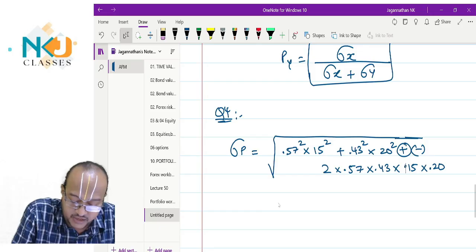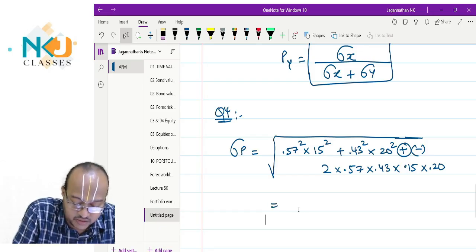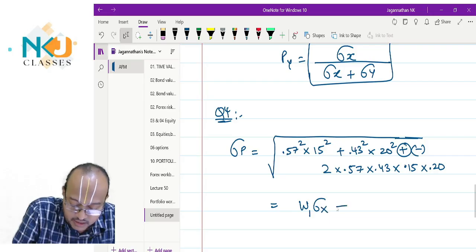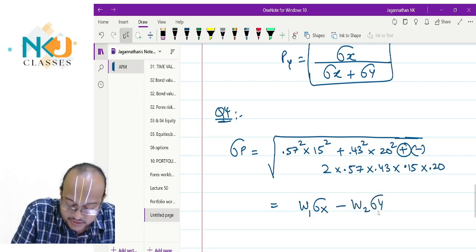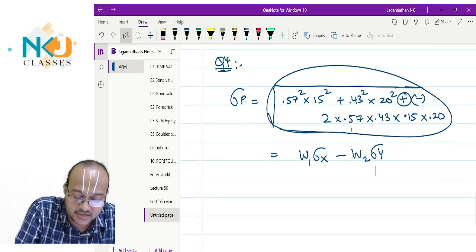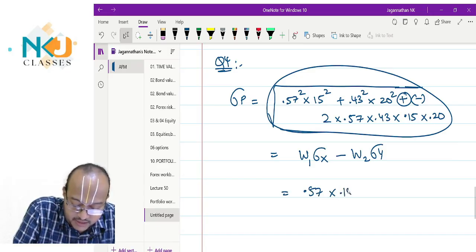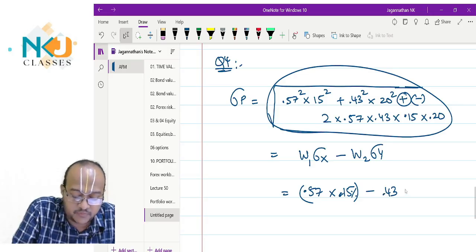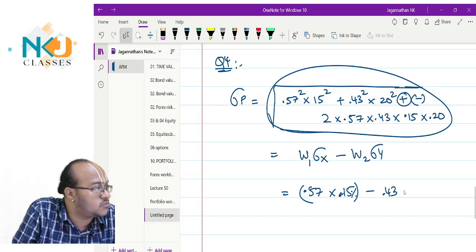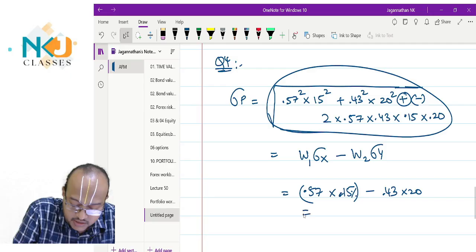We can also summarize, I told you, at correlation -1 it is nothing but weight 1 sigma X minus weight 2 sigma Y. We don't need to solve all these things. It's just (a plus b) the whole square. So it is 0.57 into 15%, minus weight 2, which is 0.43, into Y percentage. What is the Y? 20. Please check it and tell me, is it coming to 0?